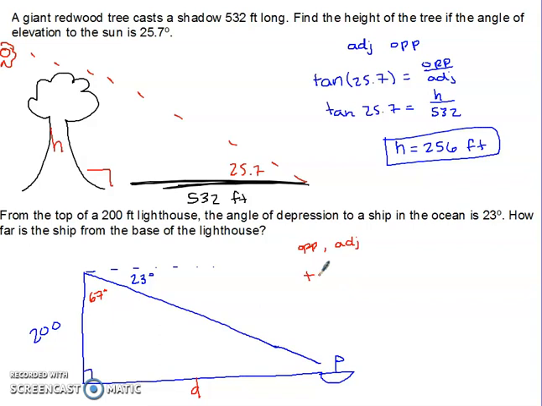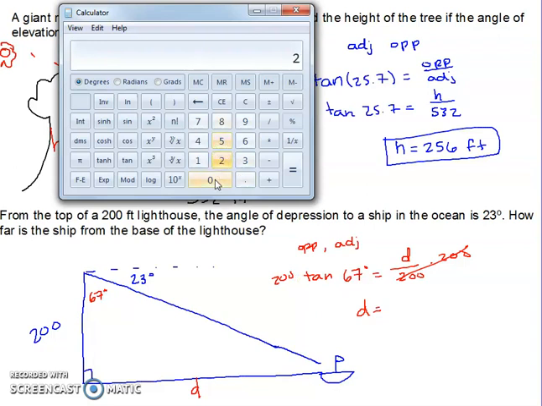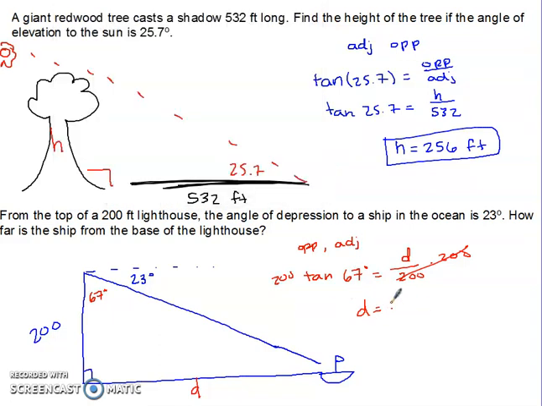So again, I'm going to say that the tangent of that 67 degrees is equal to the opposite side, which is d, over the adjacent, which is 200. Multiplying both sides by that 200 to solve for d, I punch this into my calculator. So I've got 200 multiplied by the tangent of 67 to get a total of 471. So the distance is approximately 471 feet.